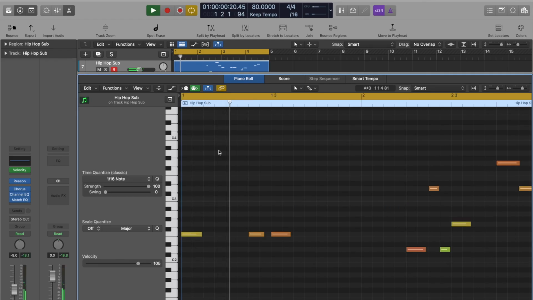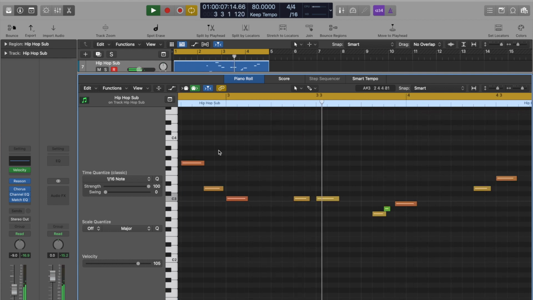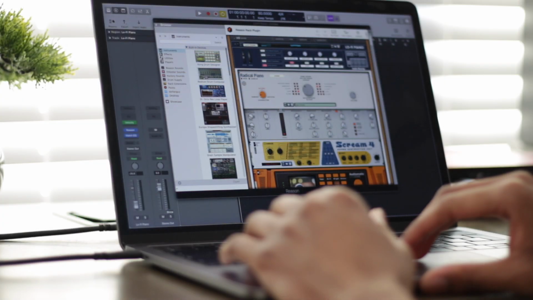Bass, there's not much to say here. I'm borrowing the rhythm from the drums and, like with my melody, using the notes in and around each chord to form my bass line. But let's quickly talk about where I've sourced my sound.